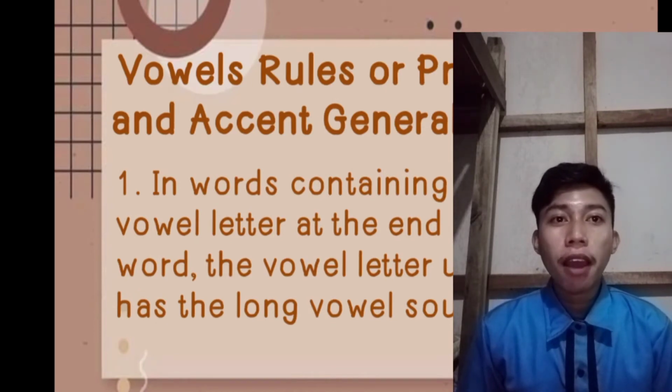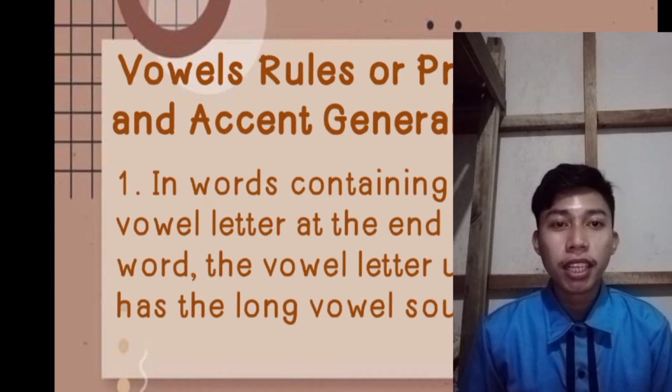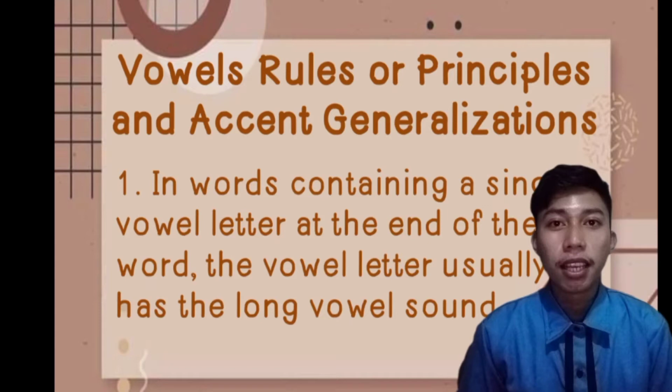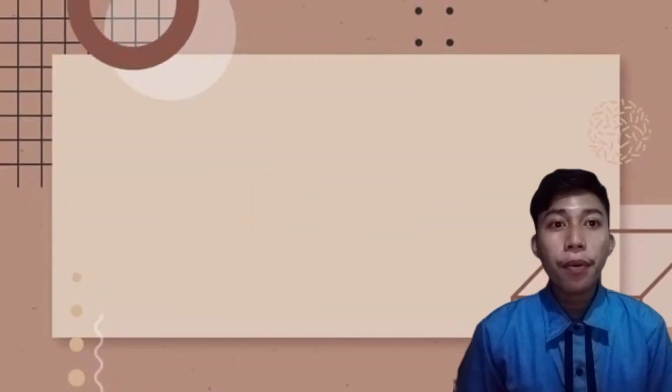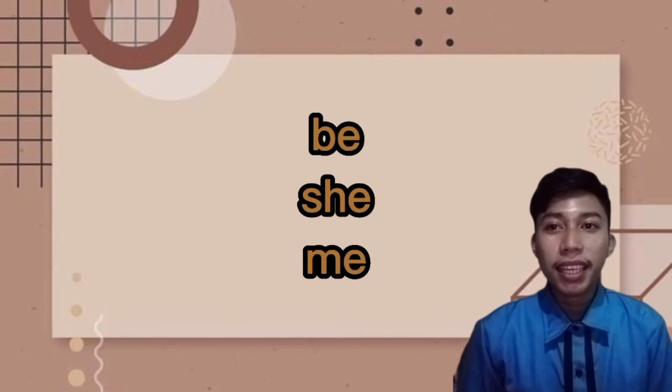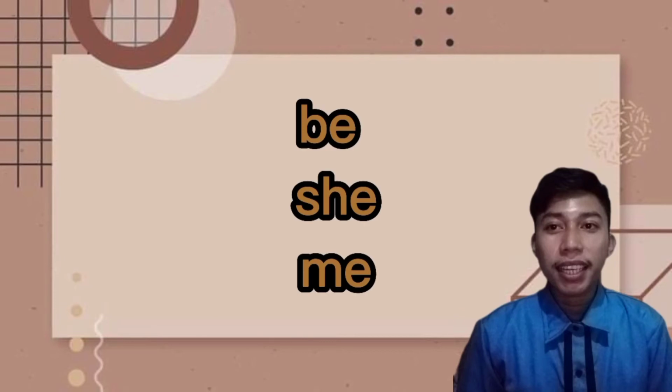This time, let's move on to the vowel rules or principles and accent generalizations. Rule number 1. In words containing a single vowel letter at the end of the word, the vowel letter usually has the long vowel sound. For example, be, she, me.